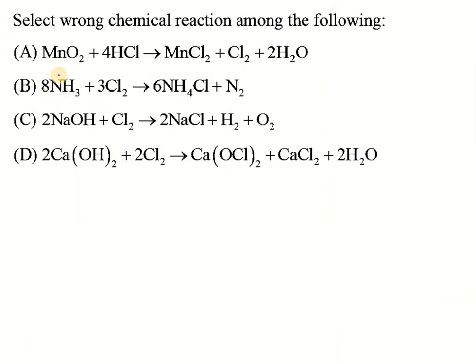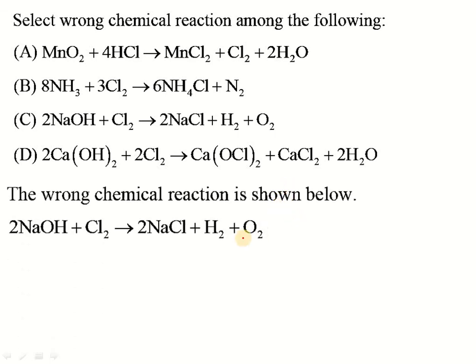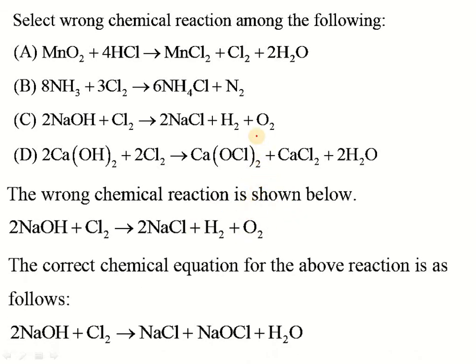Next question. Select the wrong chemical equation among the following. See, if you see chlorine formation, NH4Cl formation, and in the third equation sodium hypochlorite should come. So that is the wrong equation. Sodium hypochlorite and sodium chloride should come, but they are given only NaCl. So the third equation is the wrong equation.